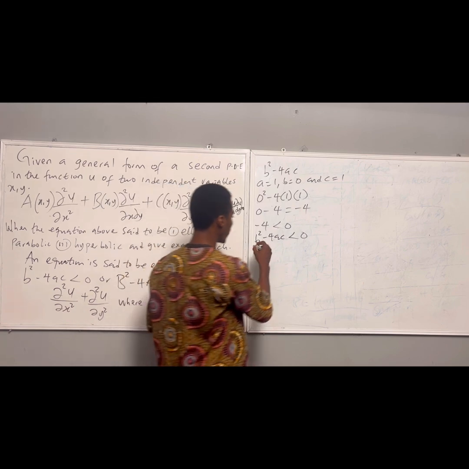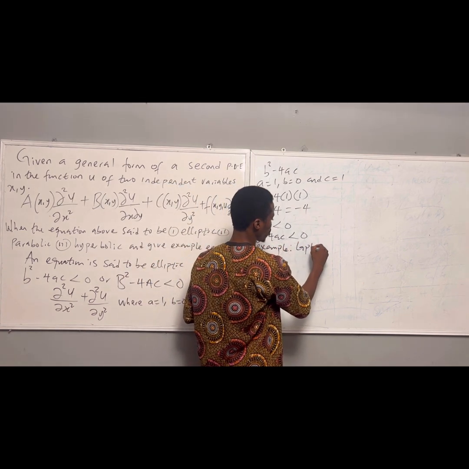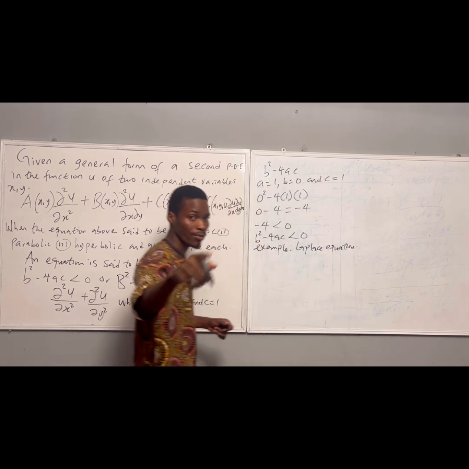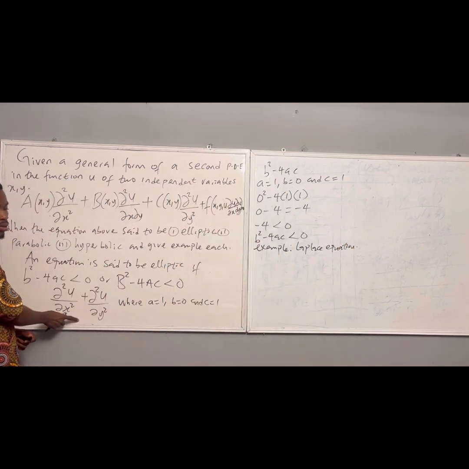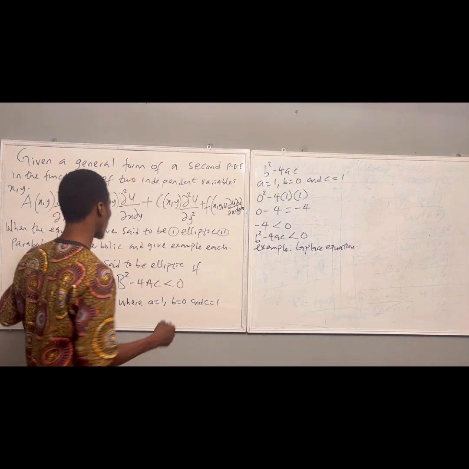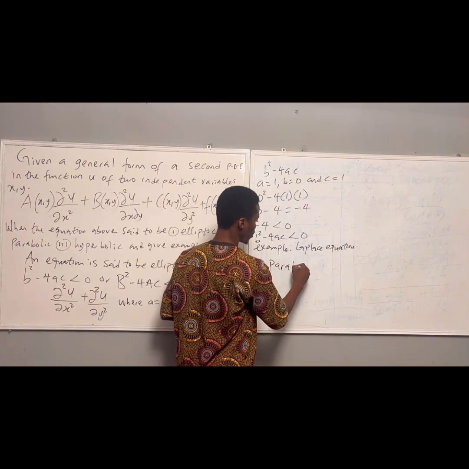So an example is the Laplace equation. A Laplace equation is in the form of this. Also the Poisson equation. So let us consider when an equation is said to be parabolic.